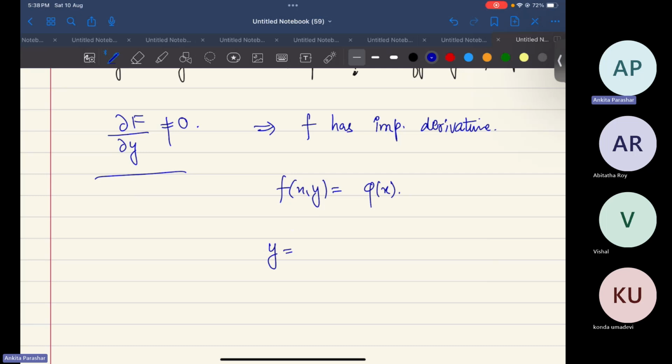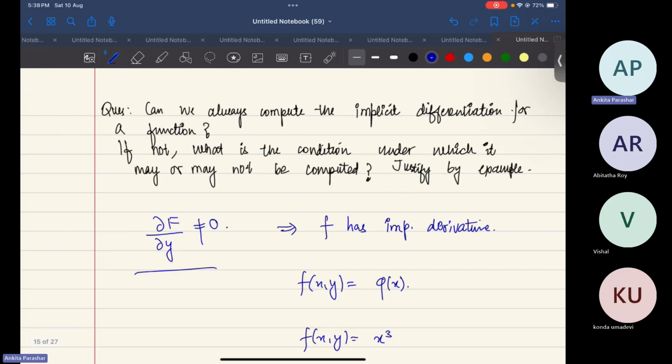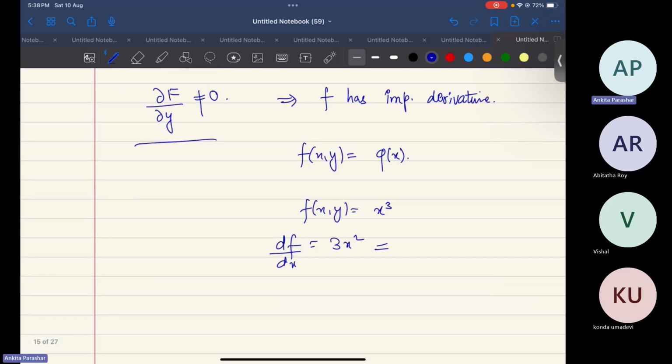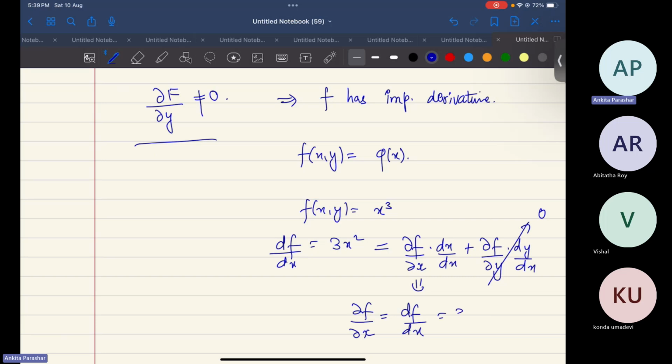If you have f(x, y) the same as x cube, let's say, then here we do not have any y component, and then df by dx, if you see, is just 3x square. The meaning is that you can always write del f by del x into dx by dx, which is 1 anyway, plus del f by del y into dy by dx. Of course, this term is anyway 0, and therefore you simply get del f by del x, which is the same as df by dx. This is the same as 3x square.